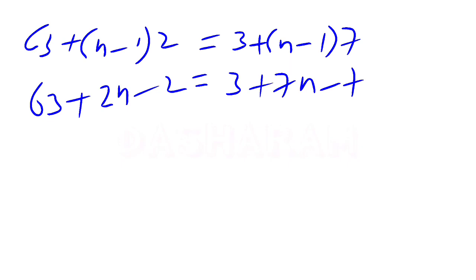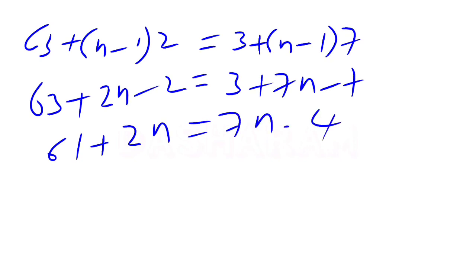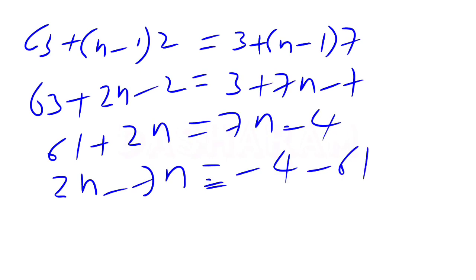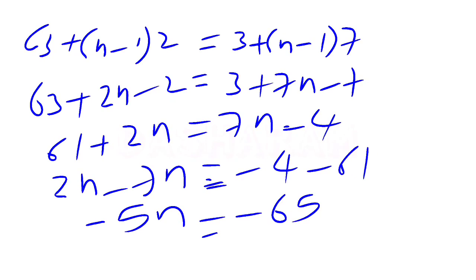So write n terms on the left side and constants on the other side. But before that, 63 minus 2 is 61, plus 2n equals 3 minus 7n minus 4. Now I am writing the n terms on the left side and constant numbers on the right side: minus 4 minus 61. So 2n minus 7n is minus 5n, equals minus 4 minus 61, which is minus 65. Then n equals minus 65 divided by minus 5.